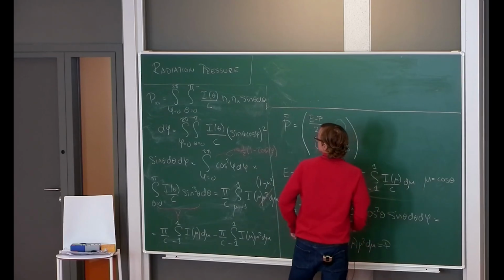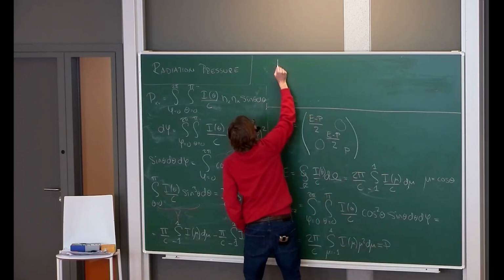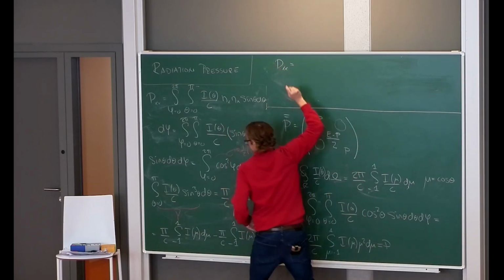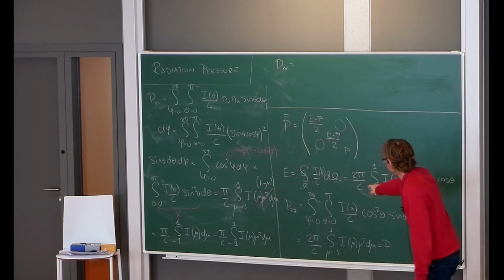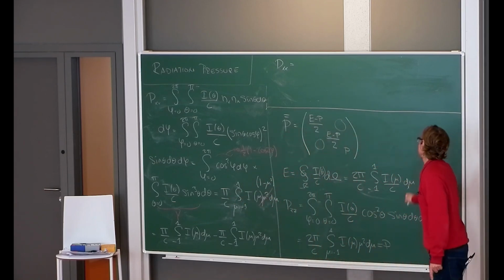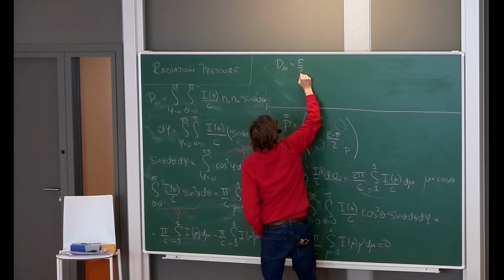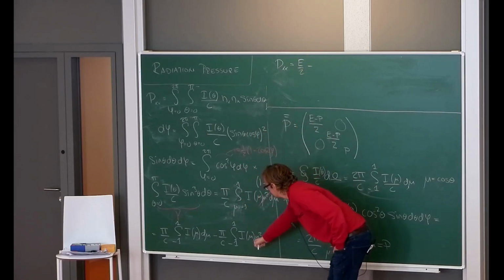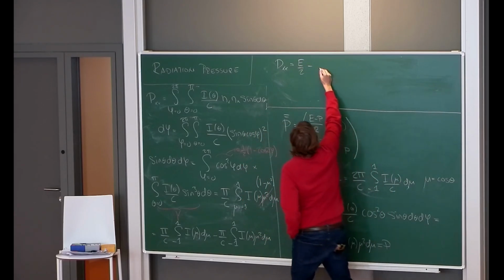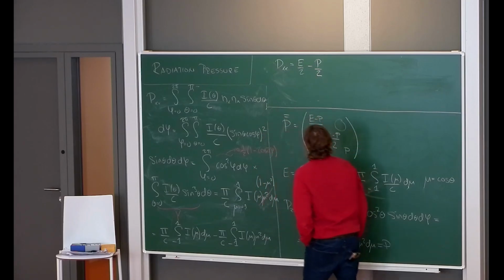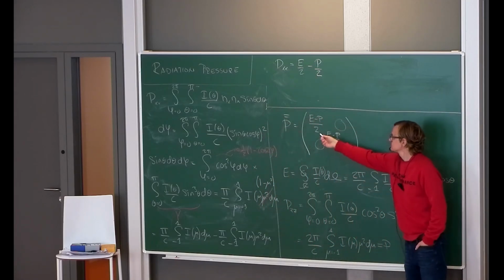mnemonic. So we had that the Pxx component, indeed there we had pi, and here we identified this with E there. It's E divided by 2. As you can see, the second there is minus P divided by 2. And this is what we had there.